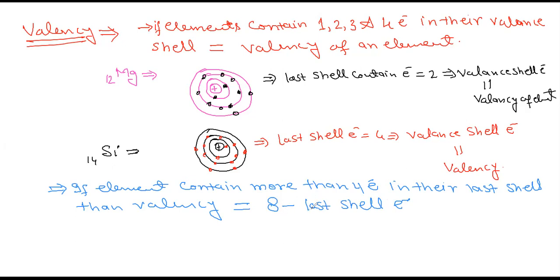Okay, we will discuss this. So now, for example, I have taken nitrogen. Nitrogen has atomic number 7. Whenever you do the electronic configuration, this is the nucleus, the first shell, and the second shell. The first shell contains 2 electrons, and the second shell has 1, 2, 3, 4, and 5. So the last shell electrons equal 5, which equals the valence shell electrons.